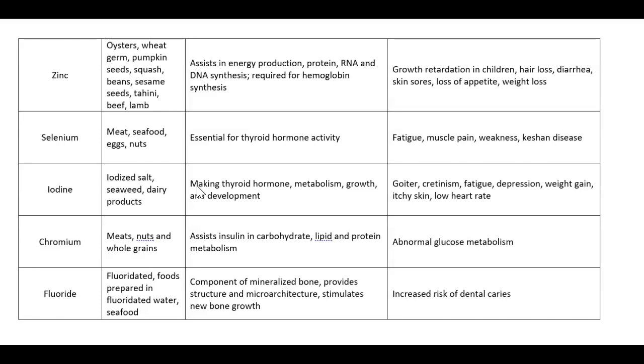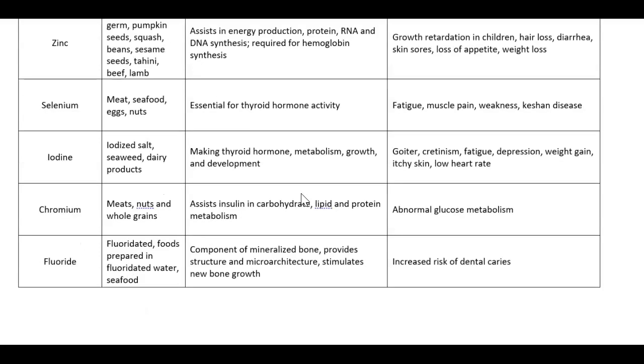Selenium is found in meat, seafood, eggs, and nuts. It's essential for thyroid hormone activity, and deficiency would lead to fatigue, muscle pain, weakness, or a disorder called Cushing's disease. Iodine is found in our salt, seaweed, dairy products. It is also an important mineral in thyroid activity. It makes the thyroid hormone and then plays a role in metabolism, growth, and development. If you have a deficiency, you would have a goiter, cretinism, fatigue, depression, weight gain, itchy skin, and low heart rate.